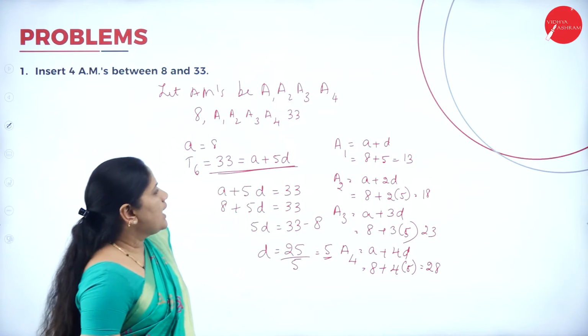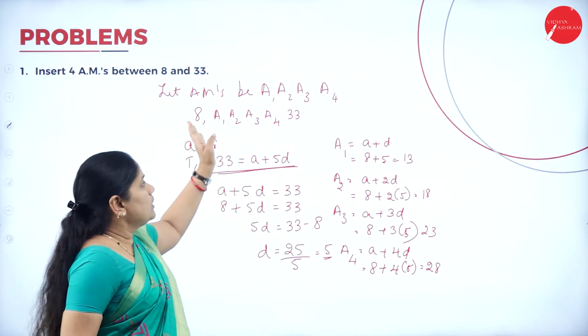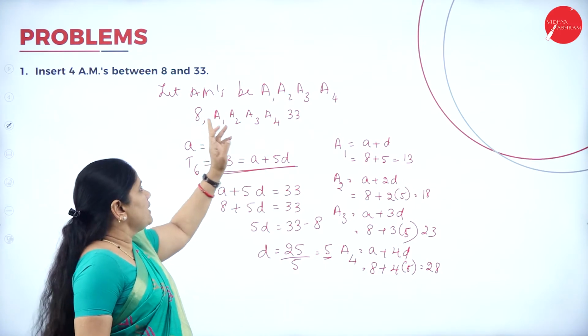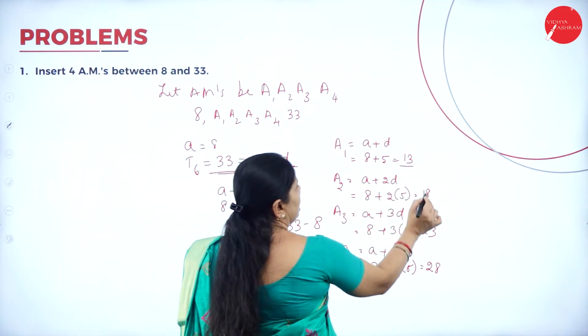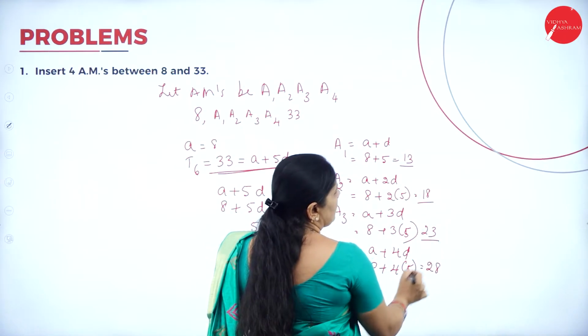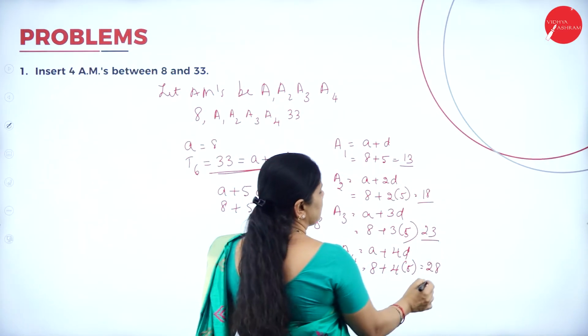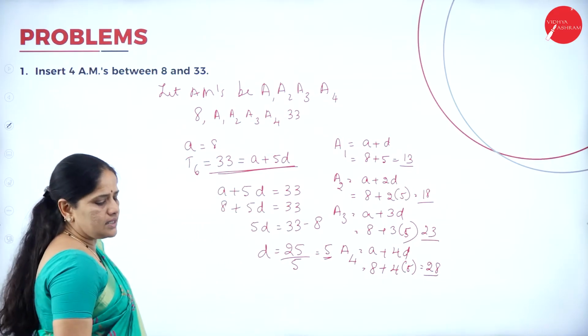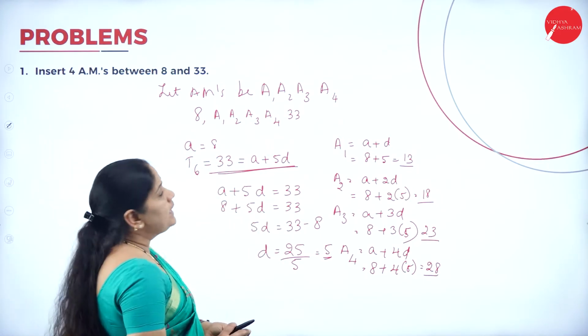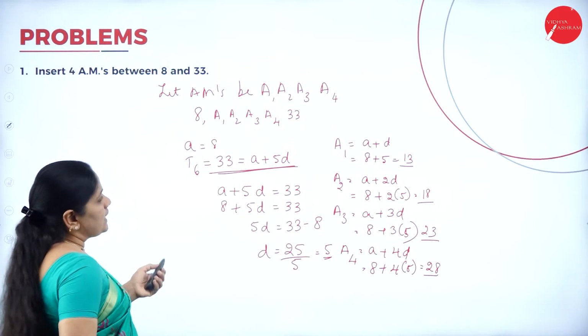So we have found the 4 arithmetic means, A1, A2, A3, A4. So A1 equals 13, A2 equals 18, A3 equals 23, A4 equals 28 is the answer. So this is how we will be inserting the arithmetic means.